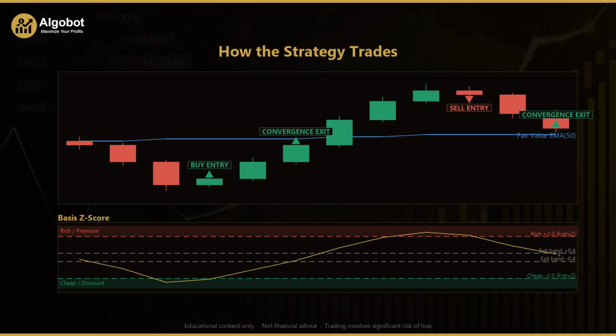Price drifts back down toward fair value. The Z-score falls out of the premium zone and back toward the center, and once it re-enters the exit band near 0.4, the second convergence exit marker closes the trade. Price and fair value have met again.